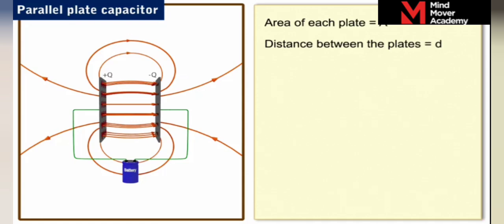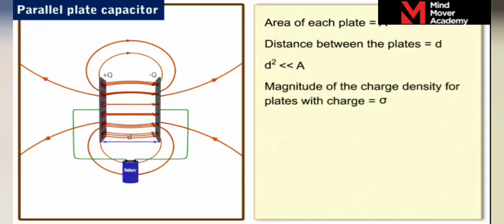Towards the edges of the plates, we observe fringing in the electric field. That is, the field is non-uniform when the plates of the capacitor are separated by some distance. We know that d is the distance between the plates. But if d square is very less compared to the value of the area A, the fringing effects can be neglected in the regions which are far off from the edges of the plates.